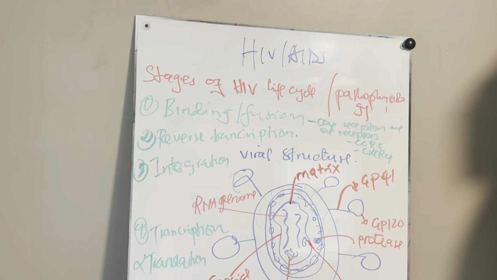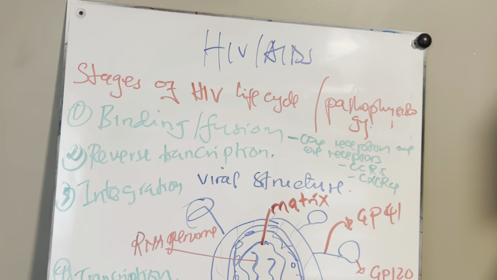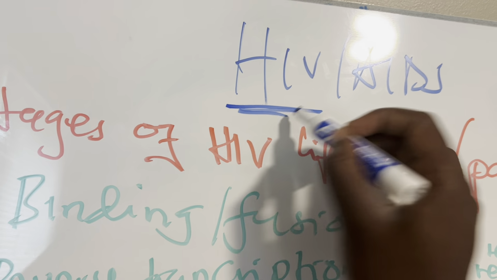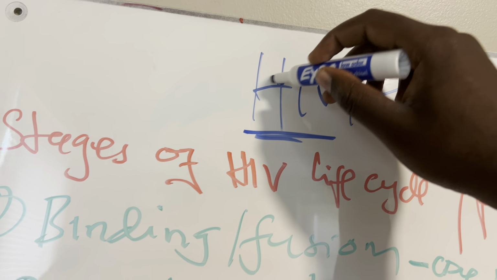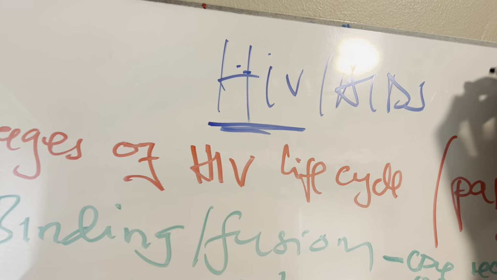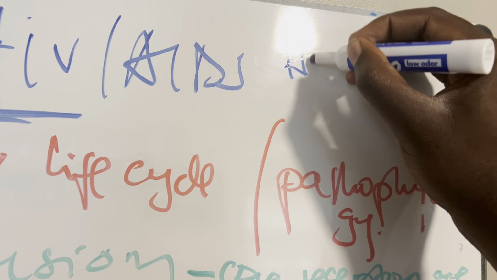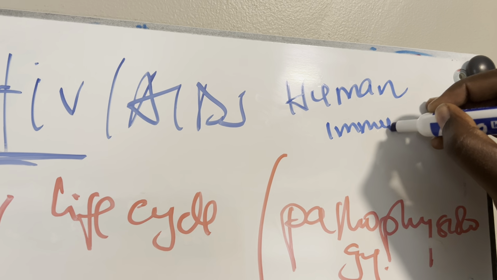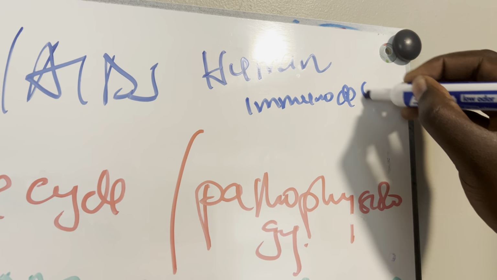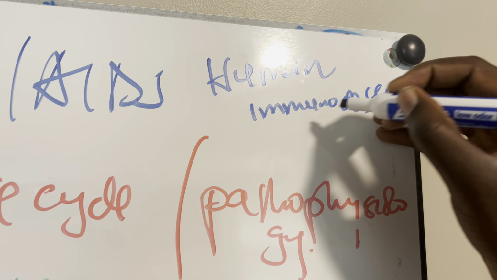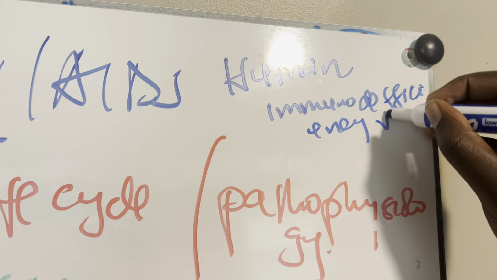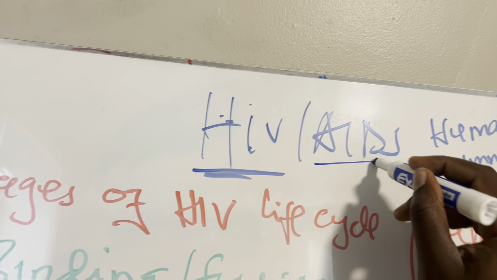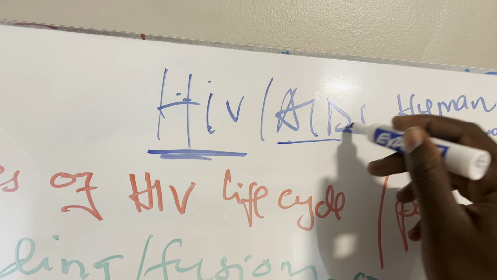So today I'm quickly going to talk about HIV and AIDS. HIV is a virus that causes, so this is human immunodeficiency virus. This virus causes AIDS, acquired immunodeficiency syndrome.